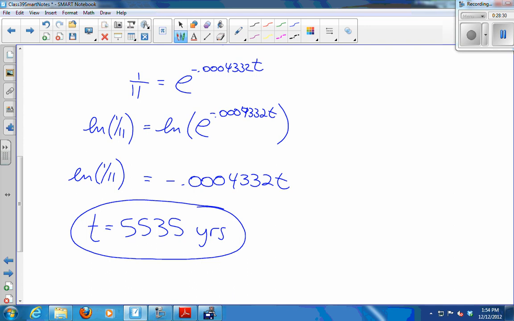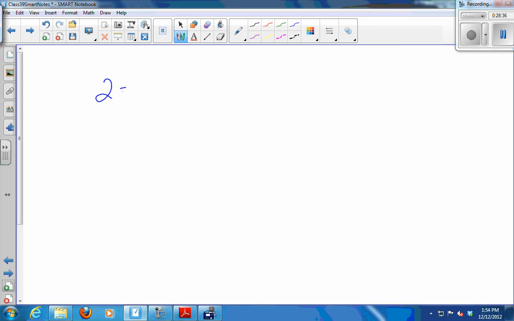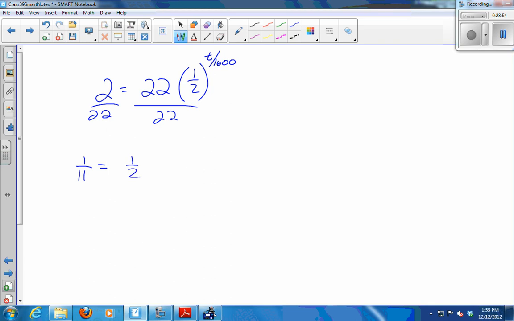Questions? Sure, with the 1/2 one? Sure. So we've got 2 equals 22 times 1/2 to the T over 1,600. So the same principle, we want to isolate the exponential thing. So same first step is to divide by 22. So we have 1/11 is equal to 1/2 to the T over 1,600.